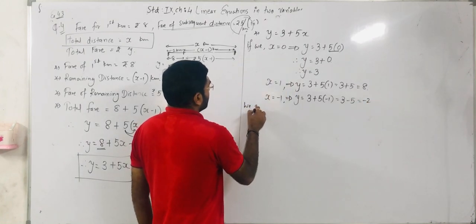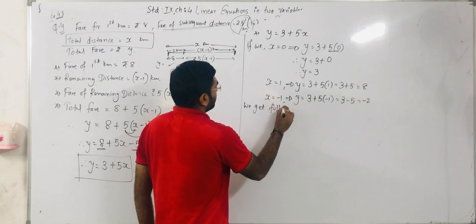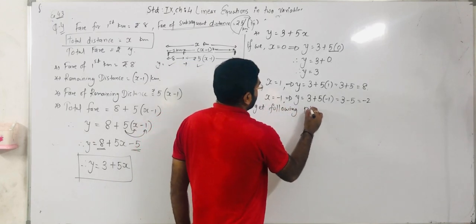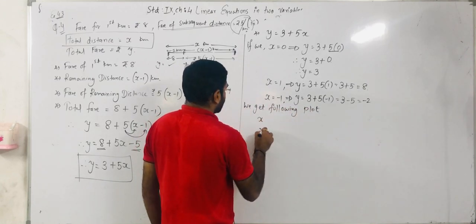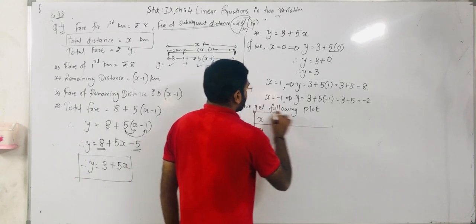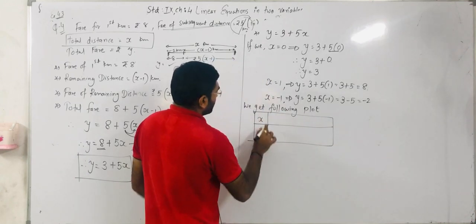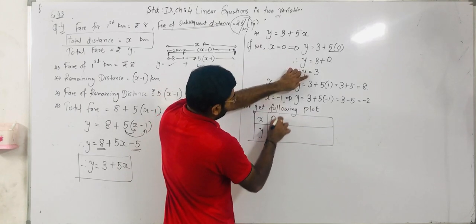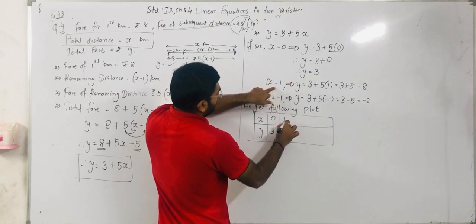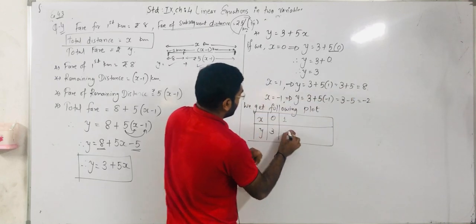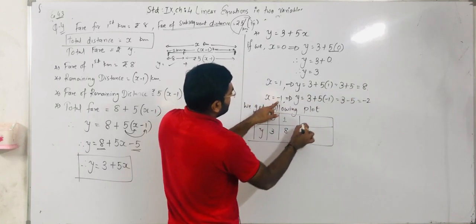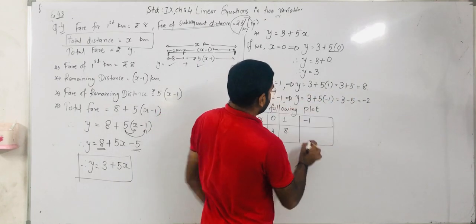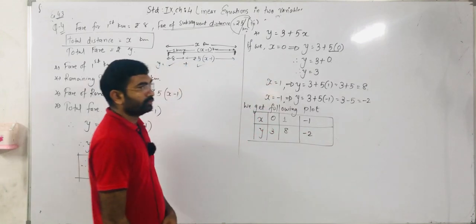So we get the following table. We have to make a table in which we define the x and y coordinates. Whenever we take the x value as 0, in that case the y value we get is 3. Whenever we take the x value as 1, in that case the y value we get is 8. And whenever we take the x value as minus 1, then the y value we get is minus 2.